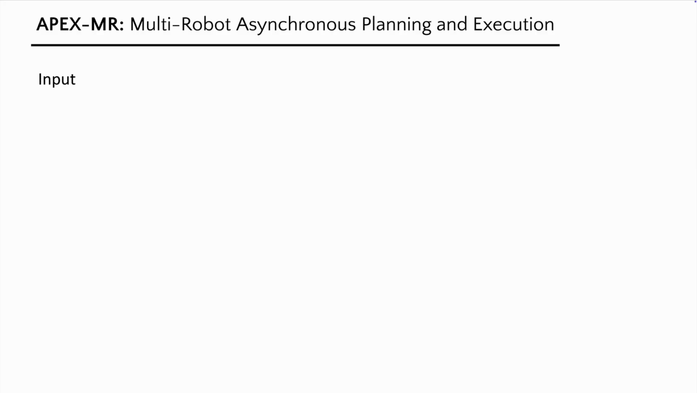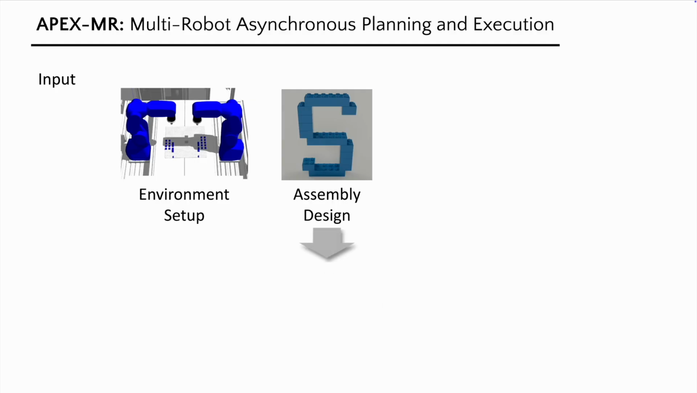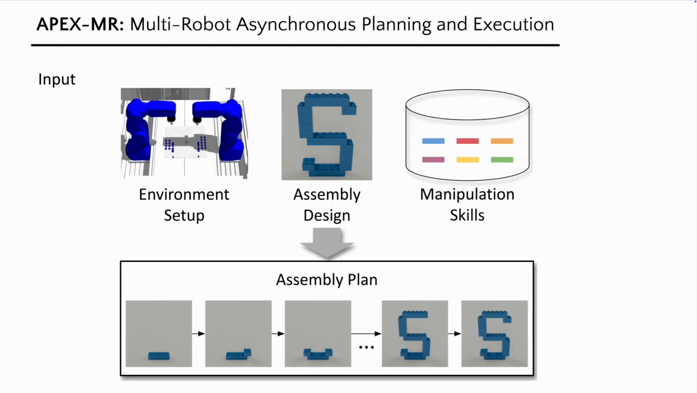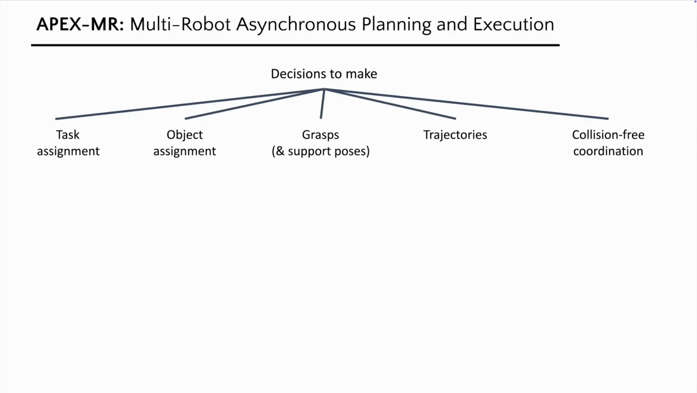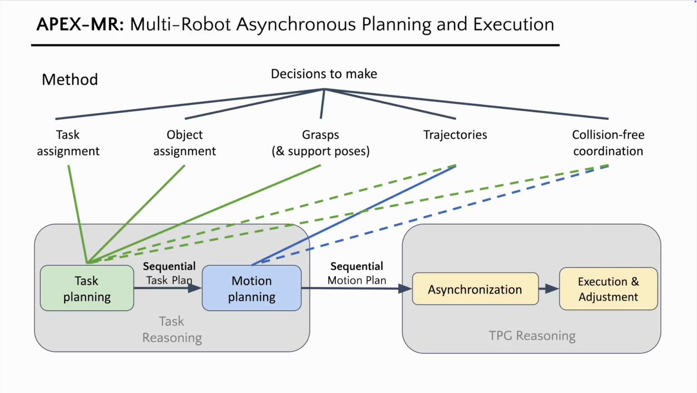Our method, Apex MR, or Asynchronous Planning and Execution for Multi-Robot, starts with the following input. They are the environment setup of the robot and available blocks, the assembly design, and the library of manipulation skills. We also assume that an assembly plan can be found. Our method needs to make many decisions to achieve the objective of safety, efficiency, and scalability. The algorithm must automatically assign robots and objects to each task, find valid grasps and support poses, and coordinate collision-free trajectory. On a high level, Apex MR first generates a sequential task plan, then passes to a motion planner to generate a sequential motion plan, and finally converts to a TPG for asynchronization.